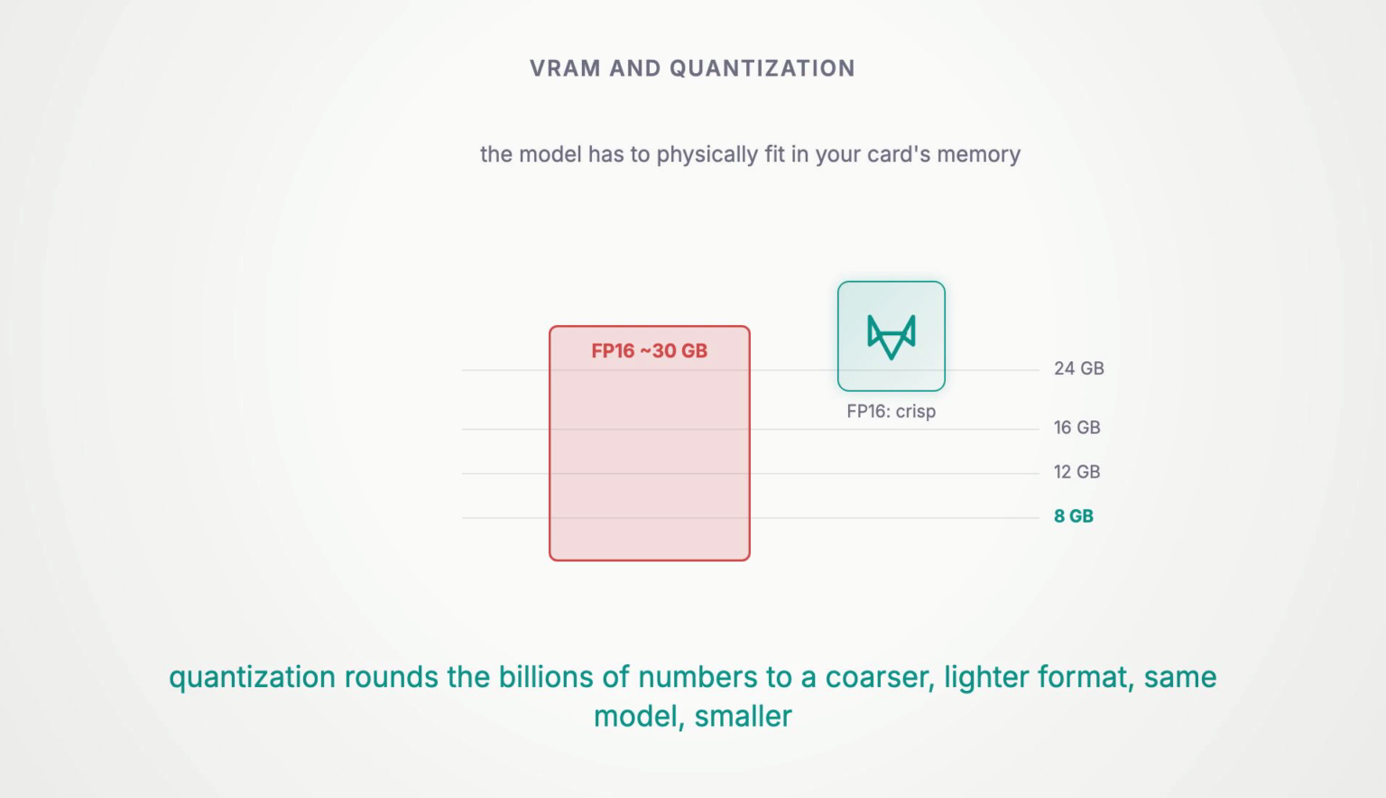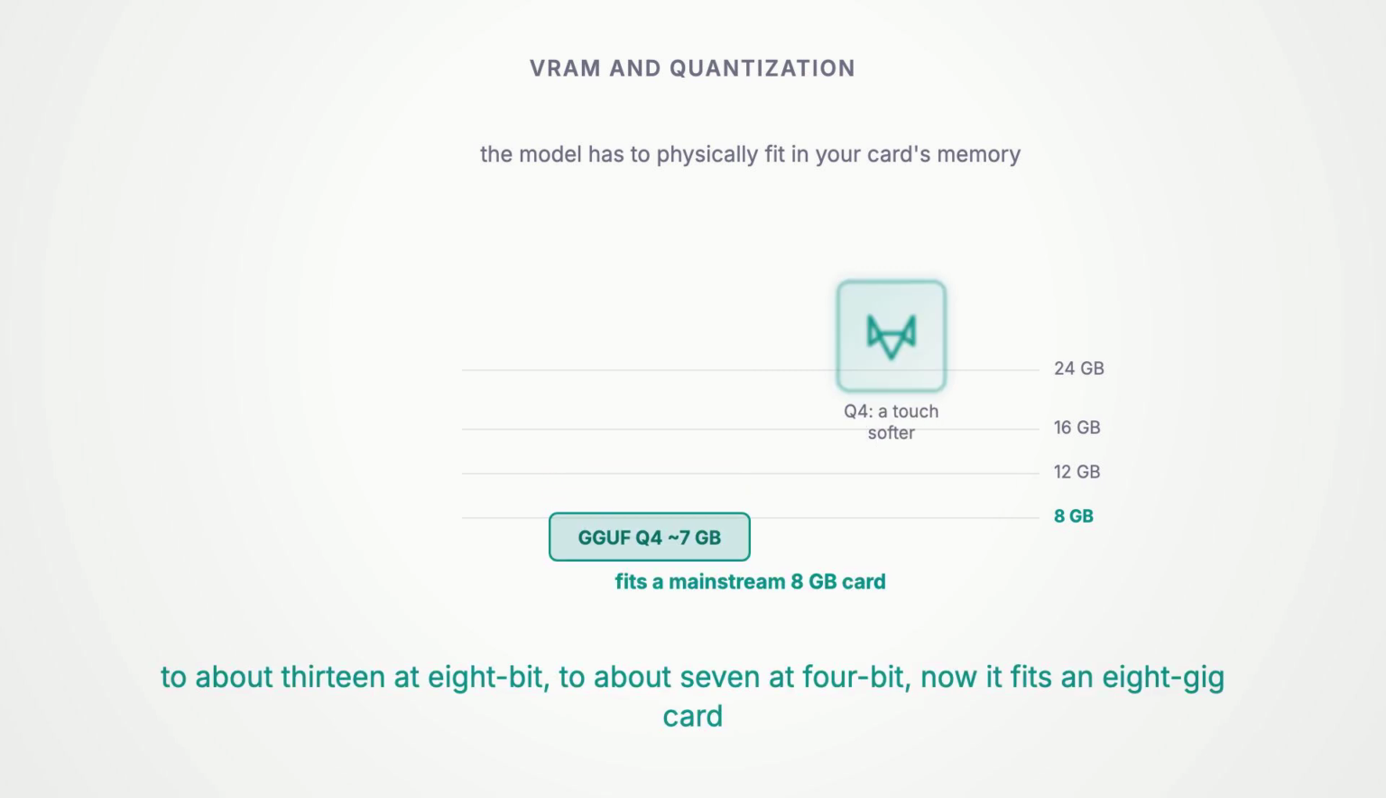At full precision, around 30 gigabytes, off the table for most people. Compress it to an 8-bit format, and it drops to roughly 13. Compress it further to a popular 4-bit format, and it fits in about 7, which means it now runs on a modest 8-gigabyte card, the kind in a mainstream gaming laptop. The model just went from impossible to runnable on hardware you might already own.